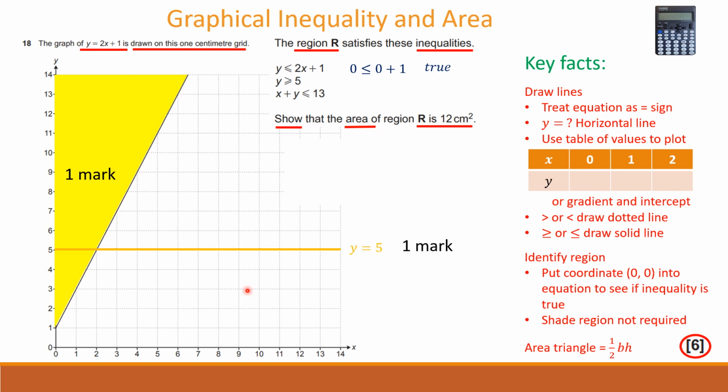The next bit we're going to look at is this line y is equal to 5. Now the line y equal to 5 is a horizontal line and it crosses the y-axis at 5. So you can see here I wrote y is equal to some value, draws a horizontal line. So this one's really easy to draw, y is equal to 5. You get 1 more mark for drawing the line y is equal to 5. That is worth 1 mark.